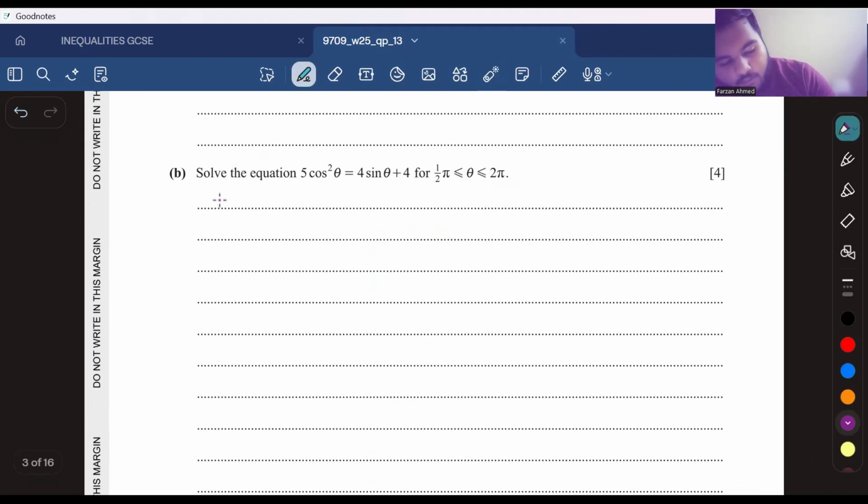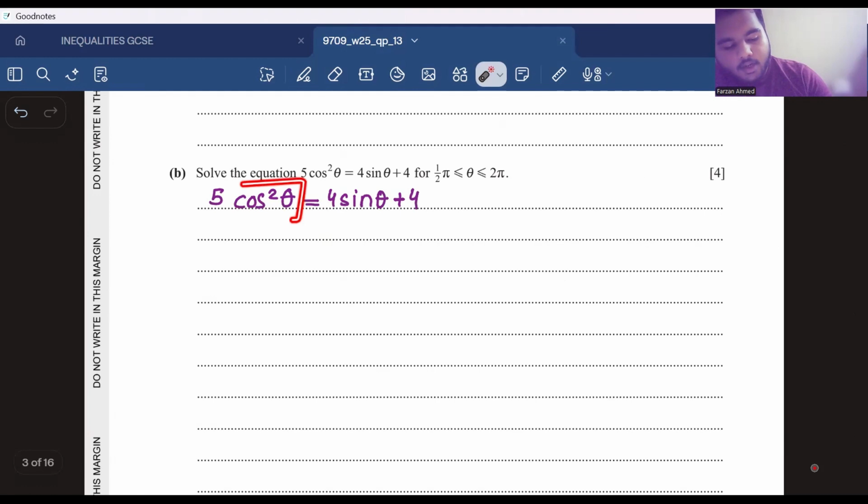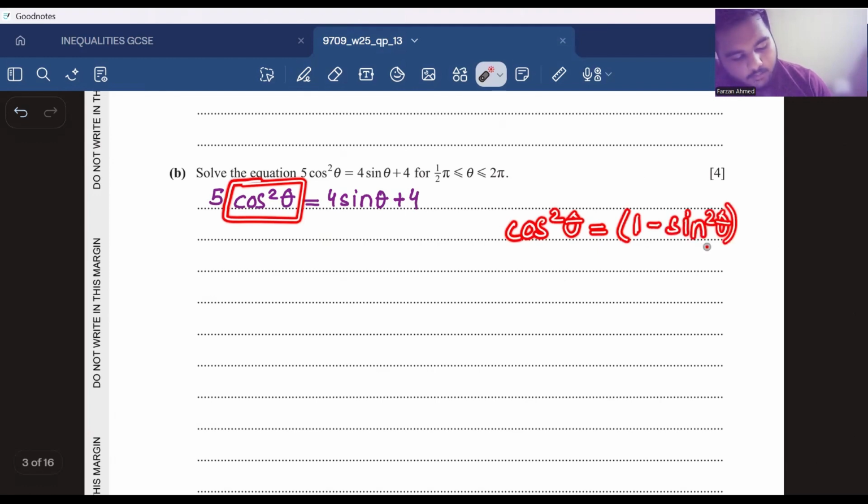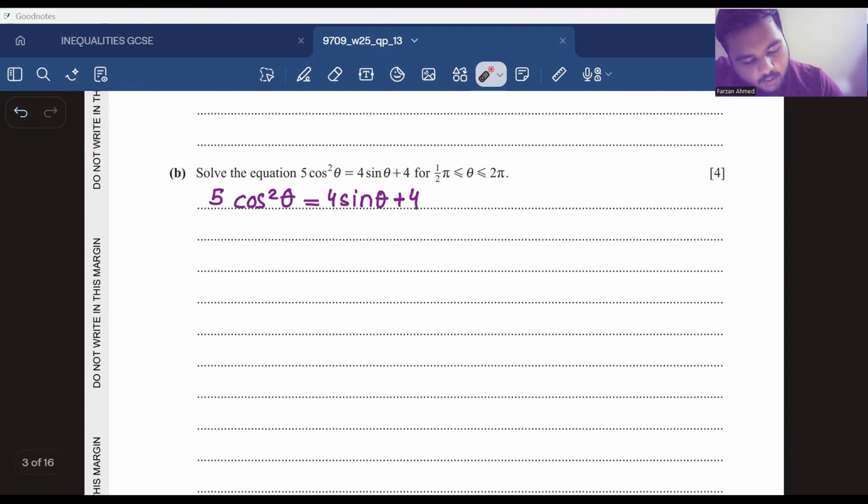When we solve this, I am copying 5 cos square theta is equal to 4 sin theta plus 4. You know that there is an identity, cos square theta is equal to 1 minus sine square theta. This identity, I think that in your paper, in MF19, yes, in MF19.